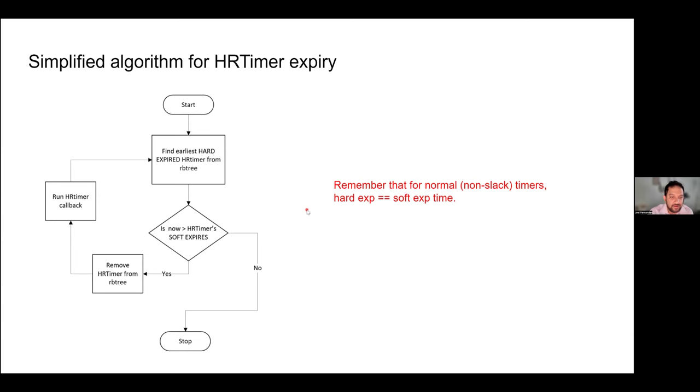And then again, we check the leftmost for the hard expired one. So it's interesting, we use both hard expiry and soft expiry in this algorithm. And that has some side effects, but this is what the algorithm looks like. Just note that for normal HR timers, hard expiry and soft expiry are the same.